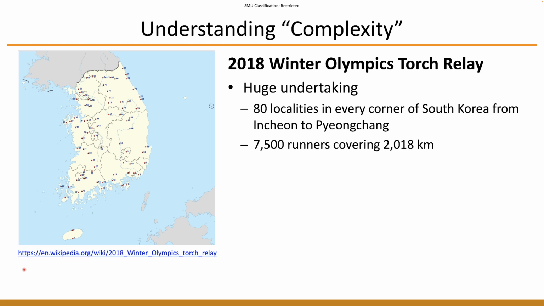So as a start, let's look at something that potentially will be difficult to solve. This is taken from the 2018 Winter Olympics. Just like all the Olympics in the past, before the Olympics happened, there's a torch relay. In this particular year, this is a very complicated operation. In total, there are 80 cities that need to be included in South Korea. So you have a lot of runners, as you can see from here, more than 7,000, close to 7,500 runners, and a very long distance that you need to travel.